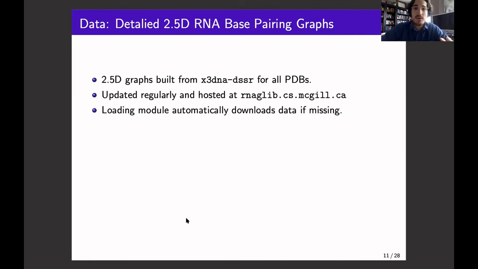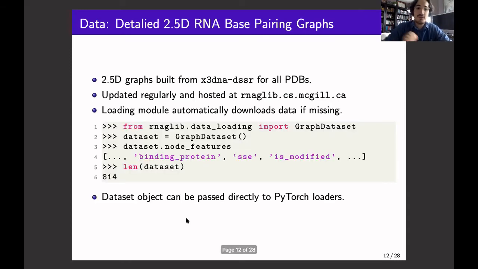So at the core, we have a set of 2.5D graphs that we build from a public tool called X3DNA DSSR, and which we update and host regularly at our servers. And the package is going to automatically connect to these and download the data for you. So you can just import the data loading module, create a data set. So the standard one is the graph data set, which contains a non-redundant set of RNA 2.5D structures and a lot of associated information. So you can look at, for example, the node features that we've encoded here.